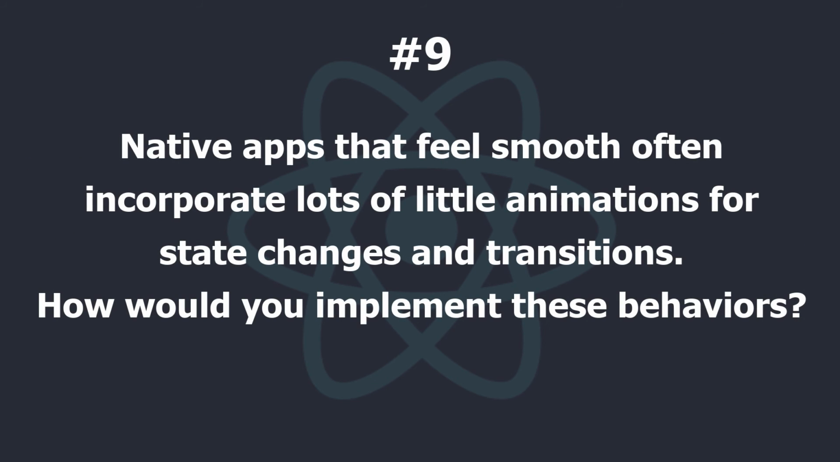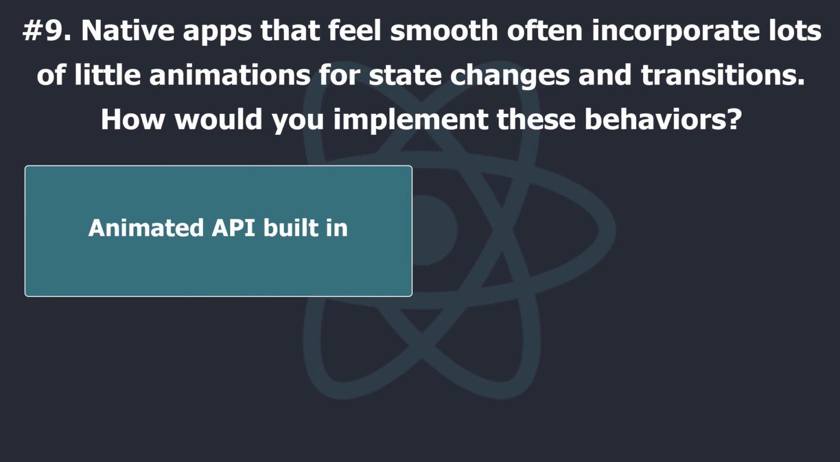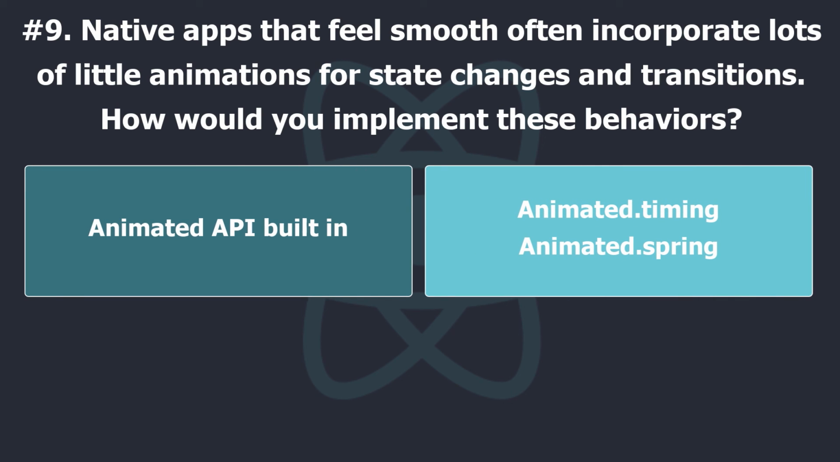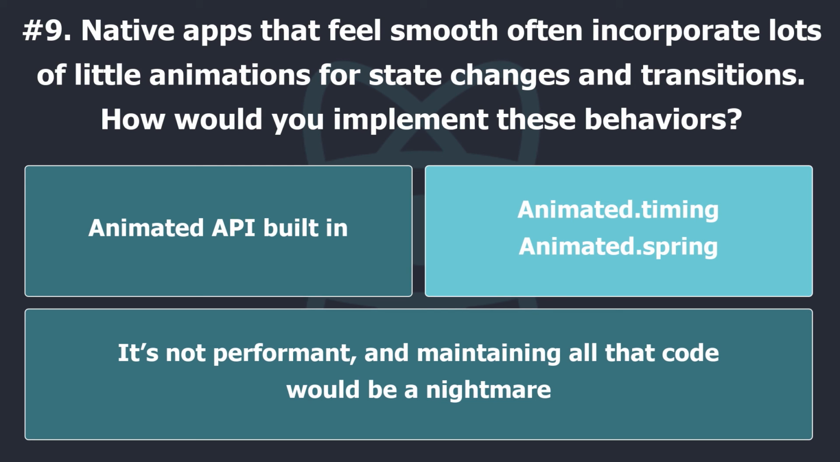Native apps that feel smooth often incorporate lots of little animations for state changes and transitions. How would you implement these behaviors? React Native comes with the Animated API built in. This API is declarative. We define specific animations using Animated.timing, Animated.spring, etc., and provide the exact parameters needed for the animation to run. This technique falls apart when we need lots of subtle and delicate animations on the fly. It's not performant and maintaining all that code would be a nightmare.